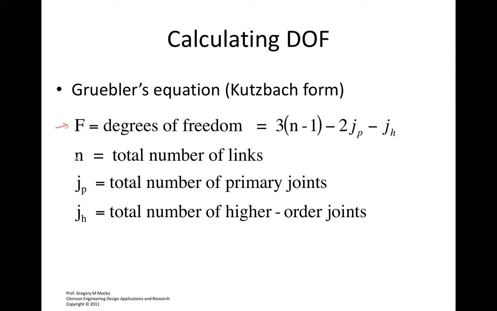So n is the number of links, the total number of links, and this includes the ground. Okay. Primary joints, the total number of primary joints. These are joints that allow 1 degree of freedom. And we're going to subtract the number of higher order joints. So these are joints that allow 2 degrees of freedom. Okay? So let me try to back out what this expression means. We'll write the expression here. F is equal to 3 times n minus 1 minus 2 times j p minus 1 times j h.